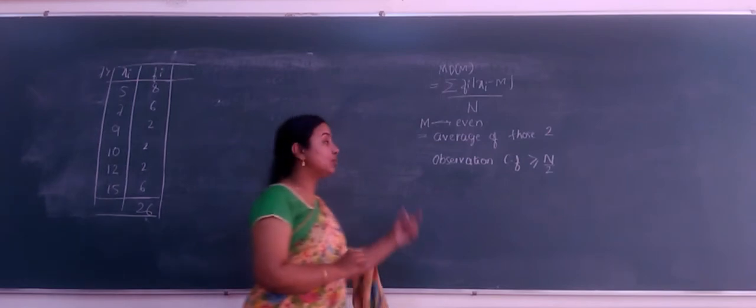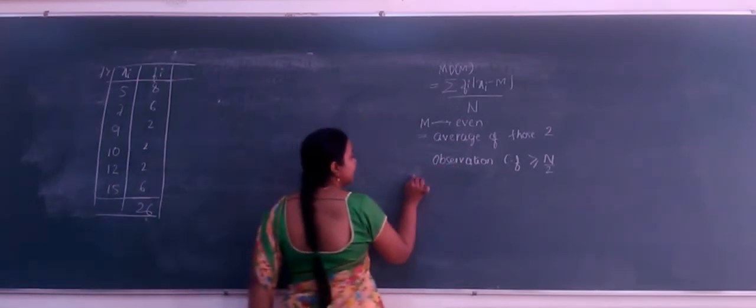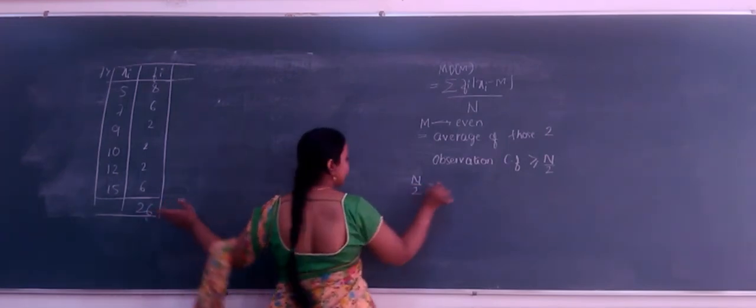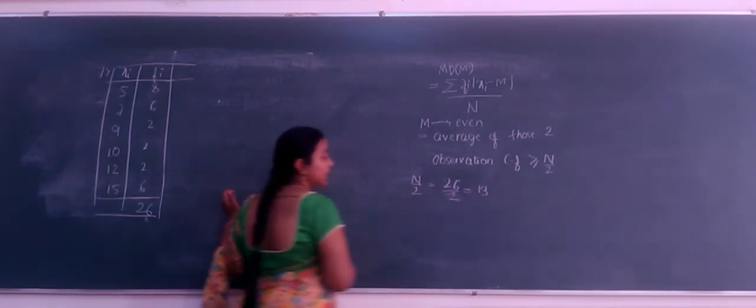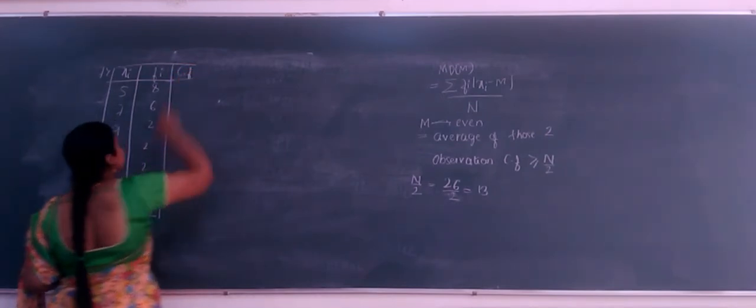Okay, how or what does it mean? I'll just explain you. Before that, let us find what is n by 2. What is n? It is 26 divided by 2. So what it will be? It will be 13. Now, before going to that, let us find what is cumulative frequency.